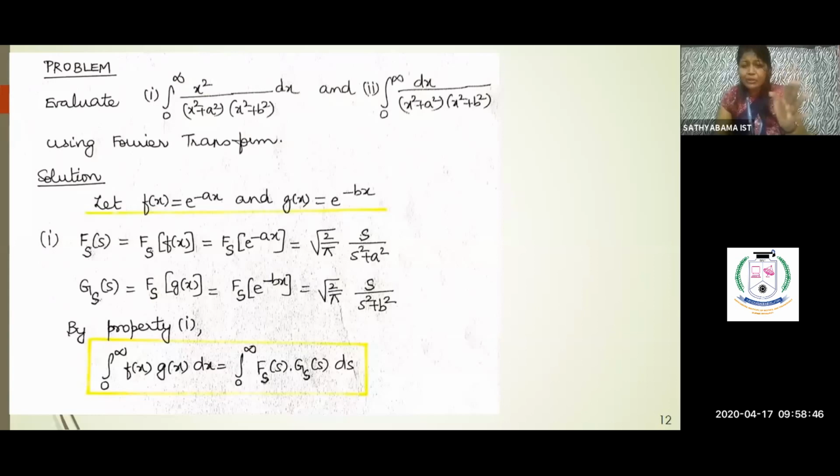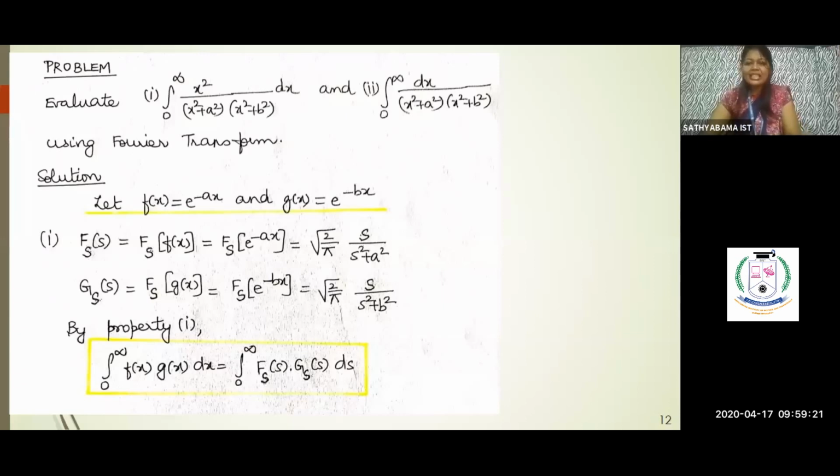Now to evaluate the first one, the numerator has x squared, so obviously which transform should I take? Sine transform. Now that I've considered the functions f(x) as e power minus ax and g(x) as e power minus bx, what is the Fourier sine transform of e power minus ax? It's root of 2 by pi times s by s squared plus a squared. I've written it straight away because I hope by now you're all familiar with it. Similarly, what is Gs(s)? Gs(s) is nothing but the Fourier sine transform of g(x), and that is root of 2 by pi times s by s squared plus b squared.